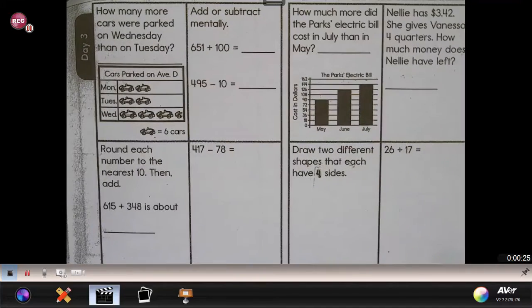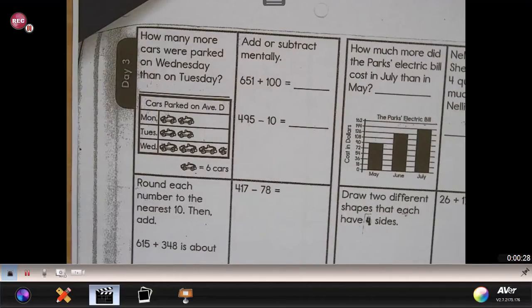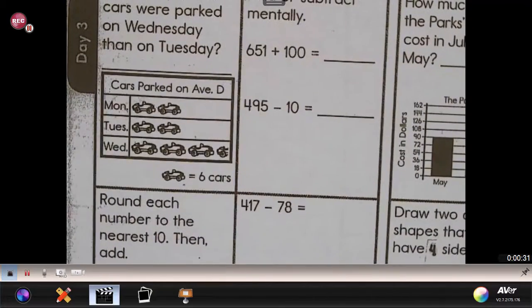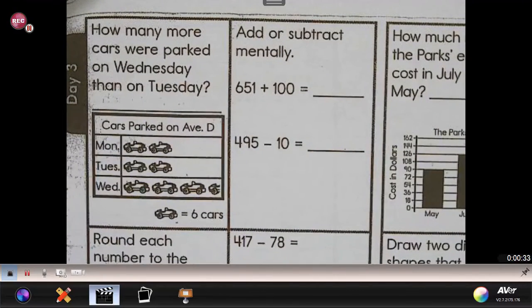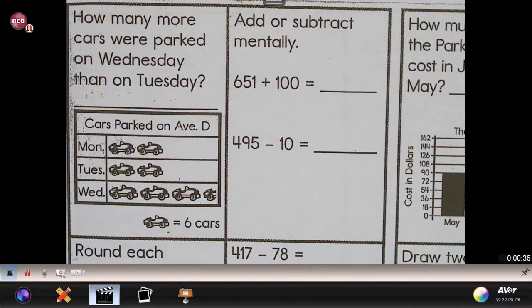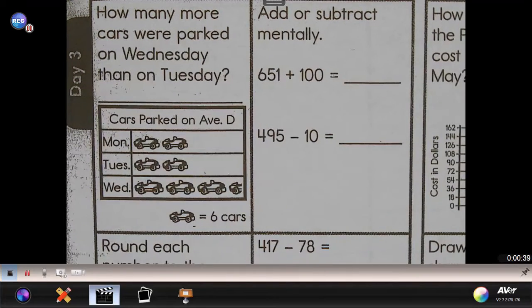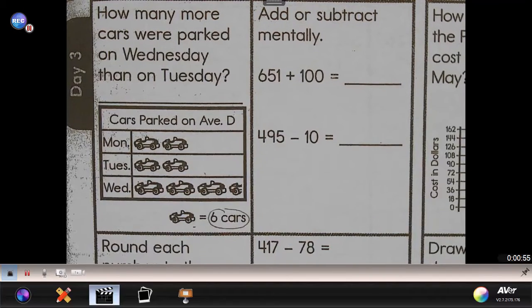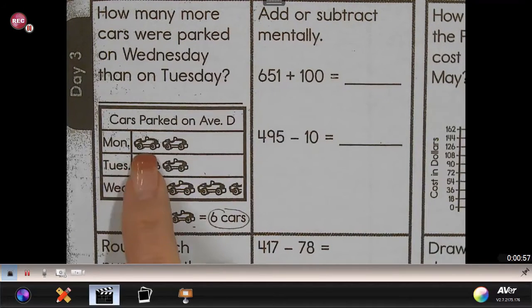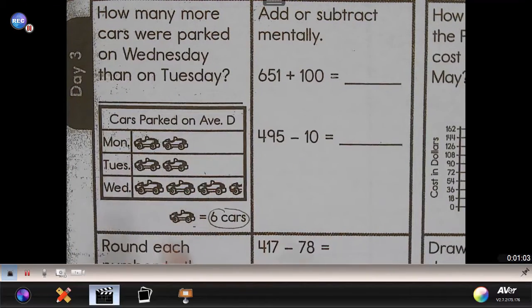We are on DMA week 10, day 3. So we're going to look at our first problem, and it is involving a pictograph. And a pictograph, if you remember, involves a picture. So this picture is showing or representing that for every car, it is equal to 6 cars. And multiplication works in very nicely with pictographs, especially because each one of these cars is representing 6 for each.